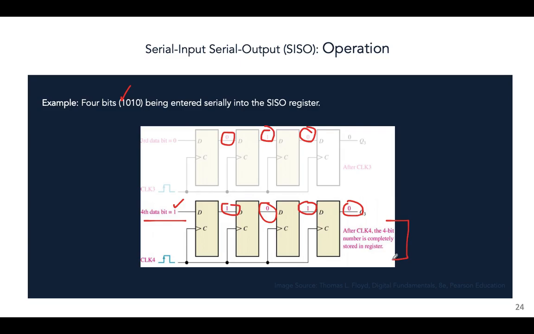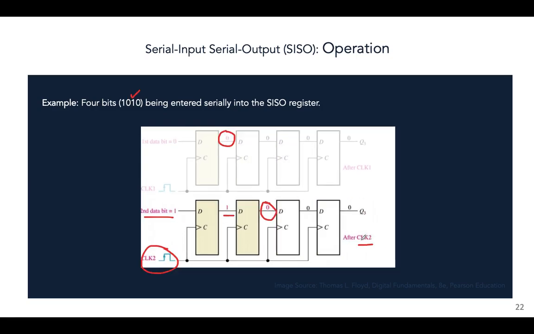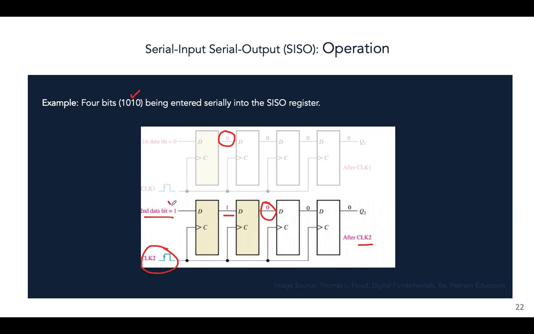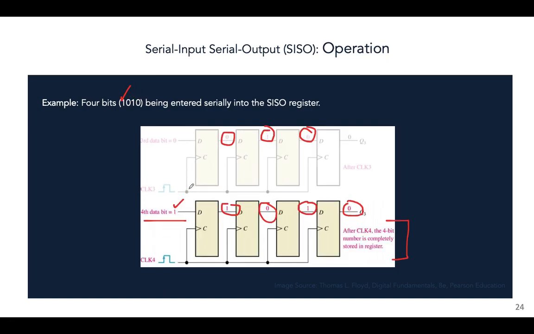Now, if you were to take out this information from this register, it will come out in this form only, 0, 1, 0, 1. But right now, we're not taking it out. So this far, we have only seen how the data is entered into the register and stored. So how many clock pulses did you require to store a 4-bit number in a 4-bit register? 4 clock pulses. At the first clock pulse, the first bit goes in. At the second clock pulse, the second bit goes in. At the third clock pulse, the third bit goes in. After the fourth one, the fourth bit goes in.